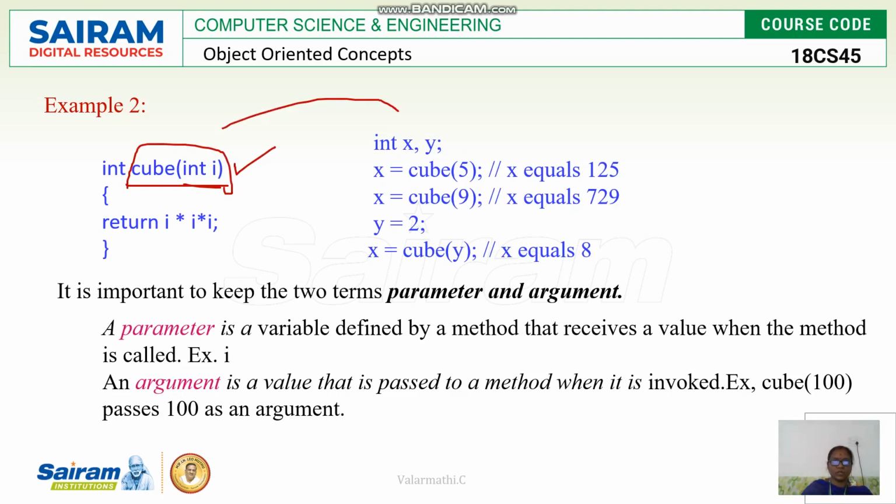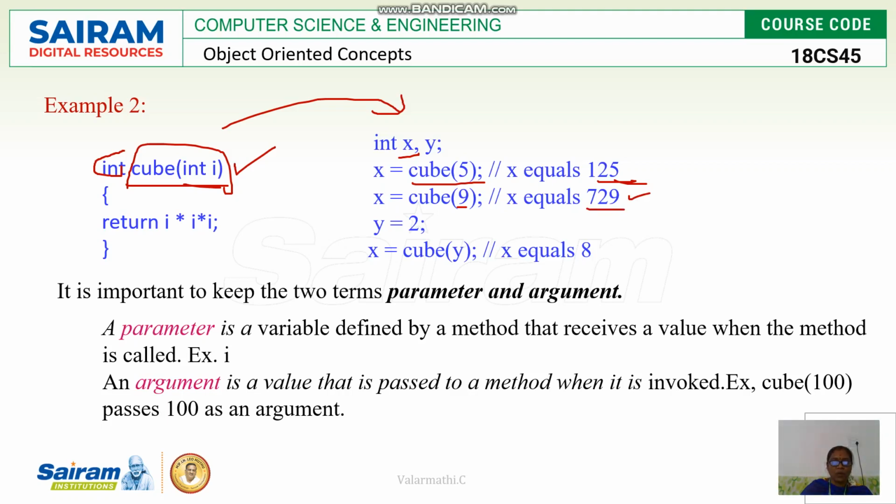Then how is this cube method used in Java? If you have used x equal to cube of 5, here int x is my integer variable, and the returning type of cube is also integer. So type compatibility will be satisfied, as the types are matching each other. Then what is the value of cube of 5? It is equal to 125. So now the value of x will be 125. Then if I use 9 here, x will be the cube value of 9, which is exactly 729.